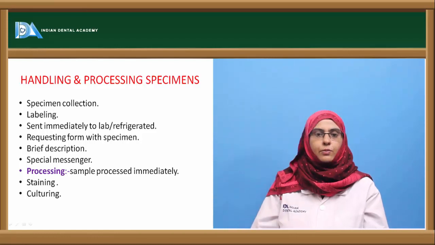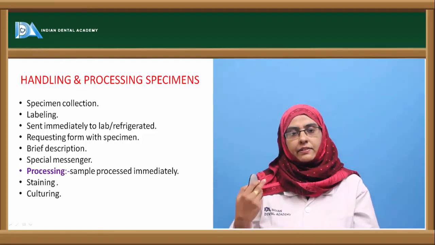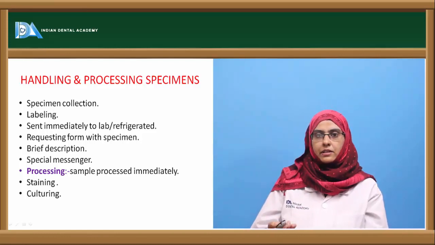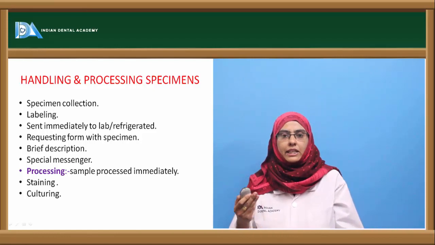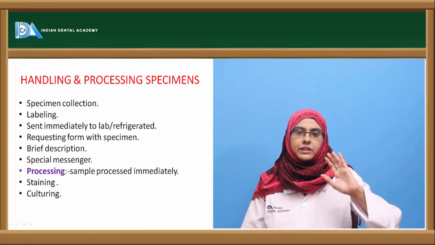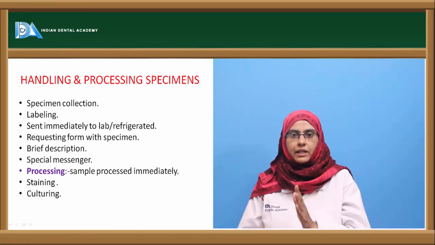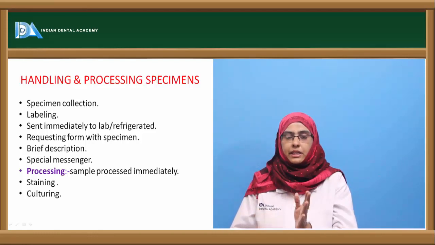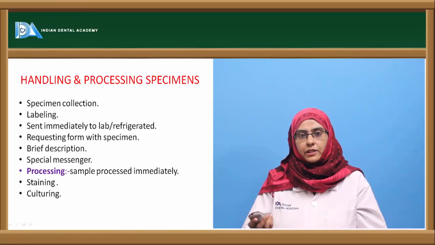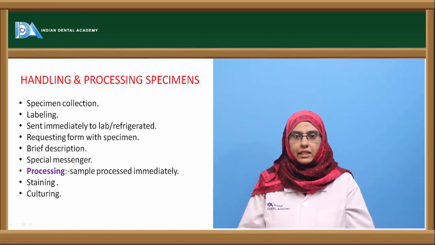Next, you go for the processing. The main part of clinical microbiology is to identify the organism from the specimen. So here the processing of the specimen should be done immediately without any delay. Otherwise, there is a chance of contamination, and then you have to follow the procedure from the first, that is, collection of the specimen. So it should be done as immediately as possible to eliminate the risk of contamination. So here the tests that are done to identify the organism are staining and culturing.